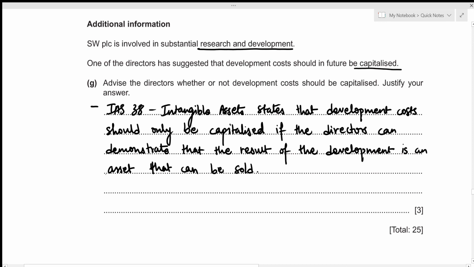Now, what we also know is that capitalizing the development cost would definitely increase the profit as it reduces our expenses, right? So capitalizing the development costs would be profitable.